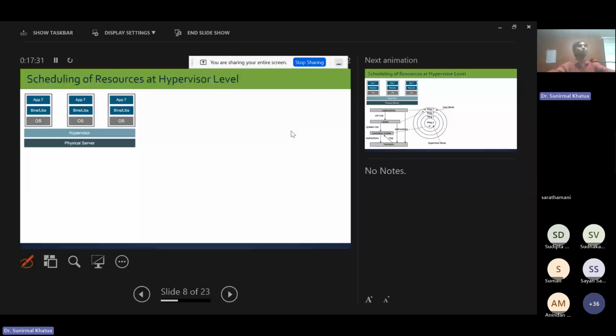Till now, any question, any issue here? What are the three levels of resource scheduling we are going to discuss now? Is that clear to everyone?